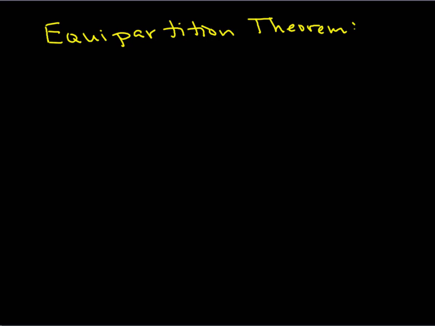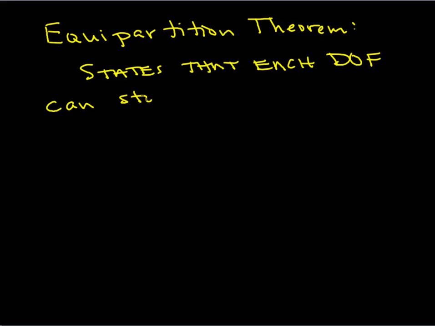The storage of energy in the degrees of freedom of a molecule is summarized with the equipartition theorem. And basically it states that each degree of freedom, which we'll summarize as DOF, can store 1/2 kT of energy.